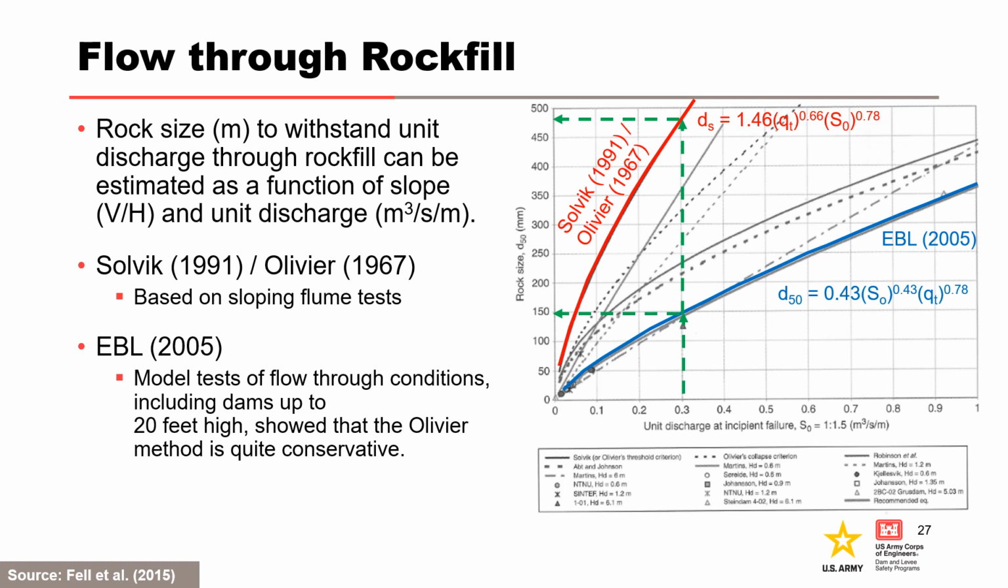The likelihood of breach due to unraveling can be informed by assessing the rock size to withstand a unit discharge through the rockfill as a function of slope and unit discharge, using the methods of Slovic 1991 and Olivier 1967 and the revised method of EBL 2005, as shown in the figure on the right. It is suggested to use the EBL 2005 method because the Slovic and Olivier method is too conservative. In the example shown, for a given discharge of 0.3 cubic meters per second per meter, the mean rock size for stability is about 3 times as much for the Slovic-Olivier method than the EBL 2005 method.